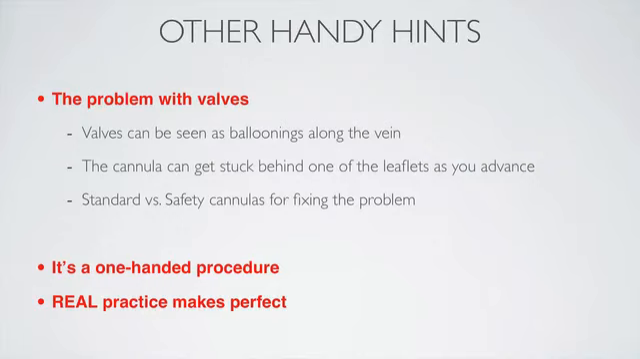There are also some problems you might find along the way, such as problems with valves. Valves can be seen along the vein as small balloonings, and the cannula tip can actually get stuck behind one of the leaflets as you advance the plastic part of the cannula. So there's a few things you can do to overcome that problem.